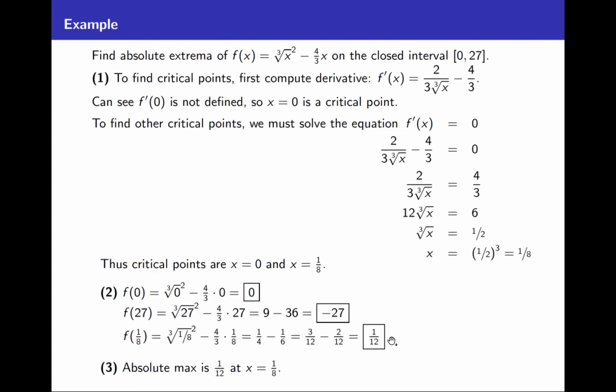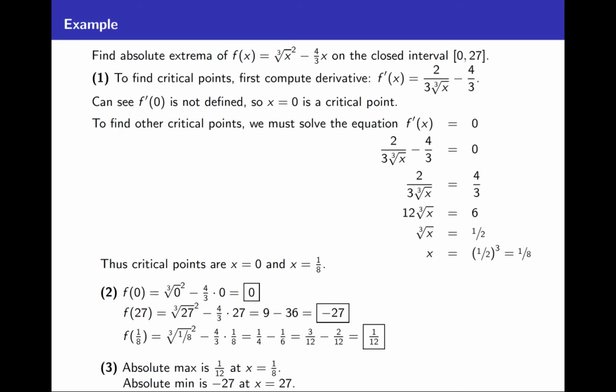And what's the smallest value you get? Well, it's not the 0 because you go way down there to negative 27. So your absolute minimum is negative 27, and it happens at x equals 27. You plug in 27, you get negative 27. And that answers our question. We found the absolute maximum and the absolute minimum of our f of x on the interval from 0 to 27.